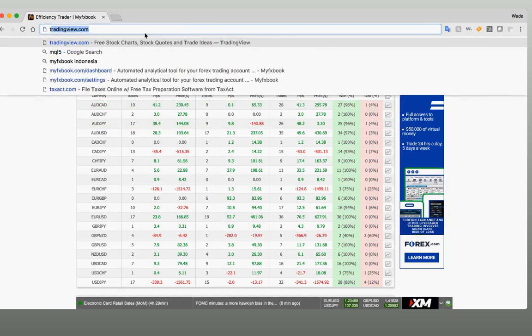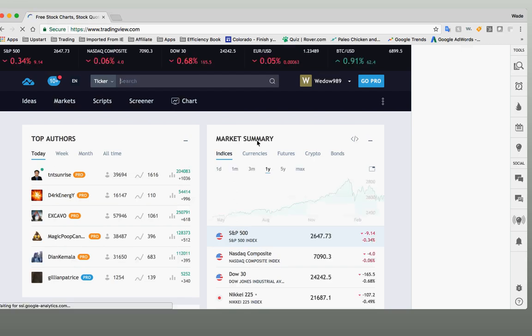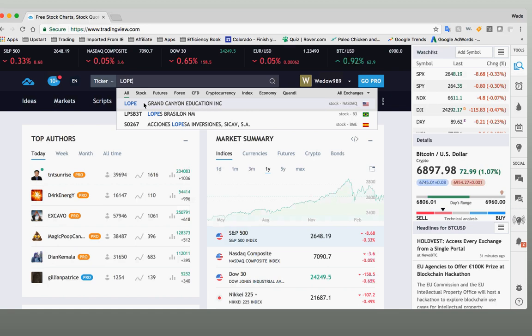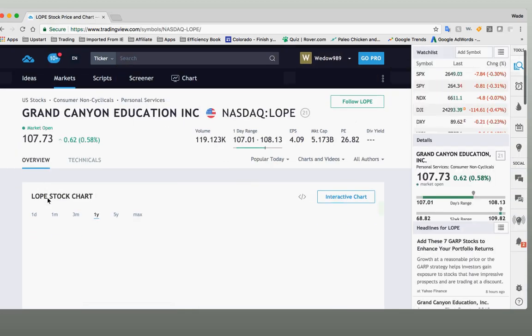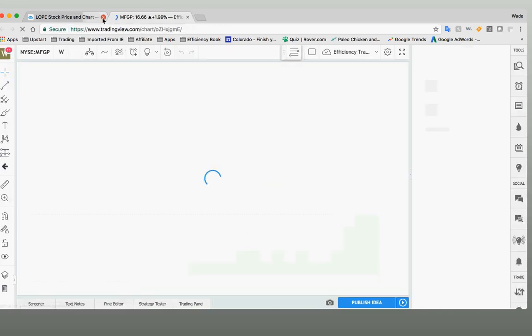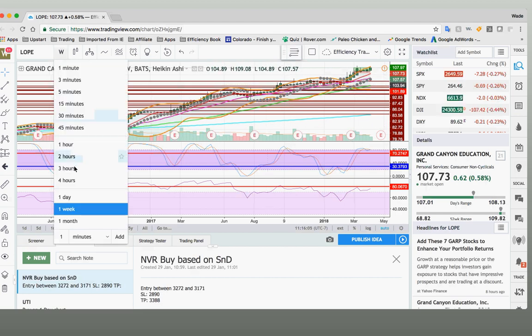All right, I'm going to jump over to tradingview.com and show you guys a little more about the risk-reward ratio. I'll jump over to one of my favorite stocks. We're jumping over to stocks here just because it was the quickest one for me to think of. So let's break this down really quick. This is for Grand Canyon University. Their stock ticker is LOPE.